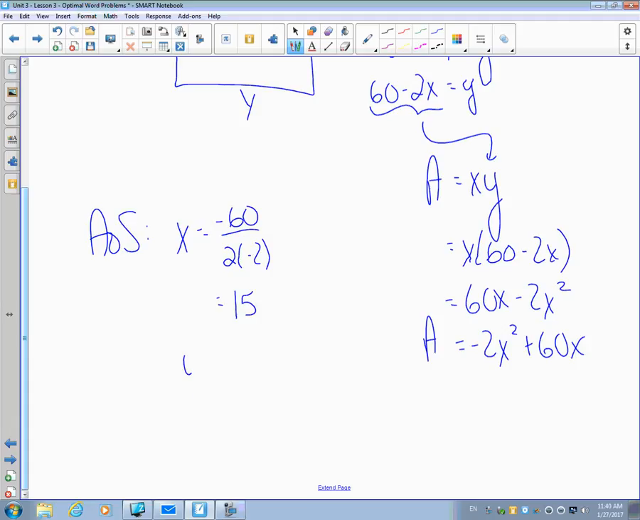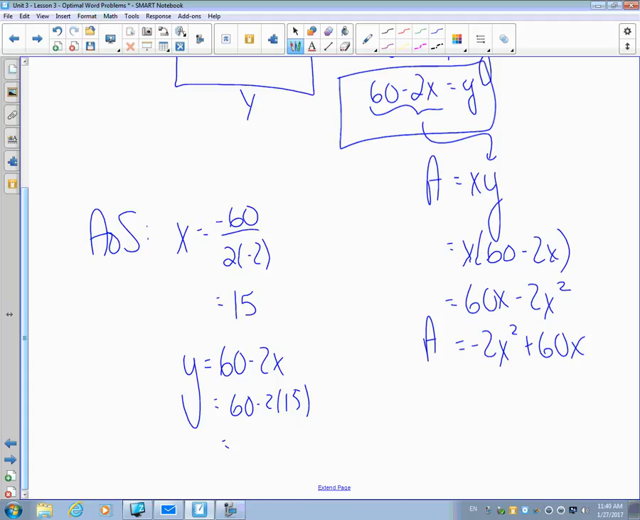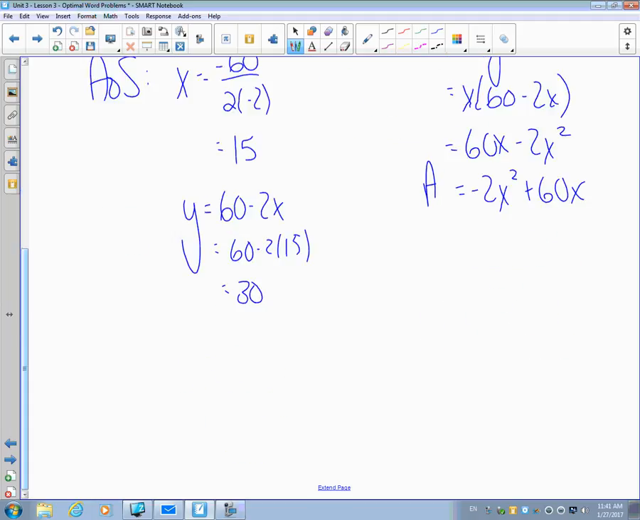I want to find y. We know that y is 60 minus 2x. That's what they're told up there. So 60 minus 2 times 15 gives us 30. So there is a max area when, what do we figure out? X is 15 and y is 30.